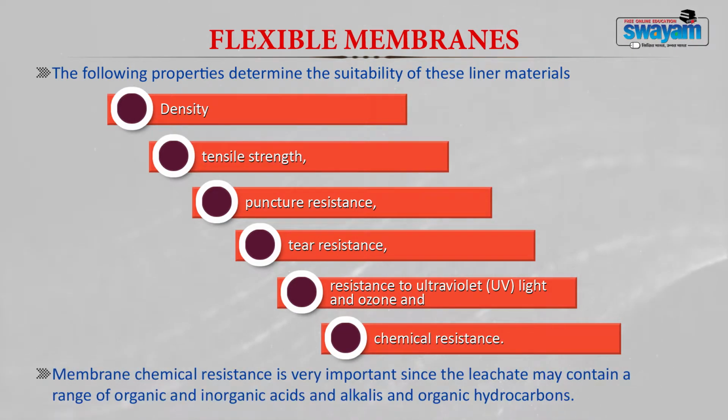Membrane chemical resistance is very important since the leachate may contain a range of organic and inorganic acids and alkalis and organic hydrocarbons. They tend to react with these membranes and as a result they corrode or puncture the membrane, which may allow the leachate to pass through the soil and enter into the groundwater.